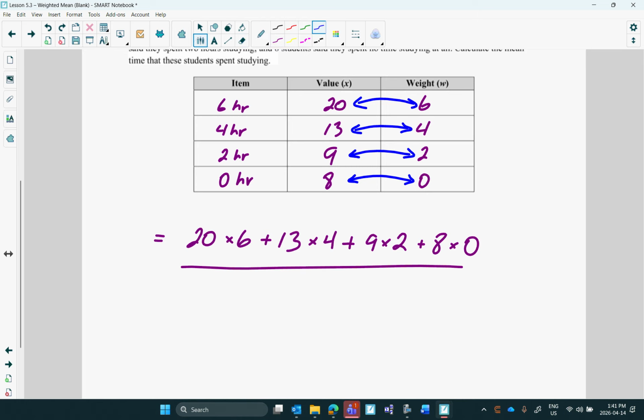So 20 plus 13 plus 9 plus 8. And that will give us 3.8 hours. Because the other way would have given us way too big a number, whereas this makes more sense. So your multiplication up top is all still the same, and adding. It's just I got the weights and value columns incorrect. Okay.